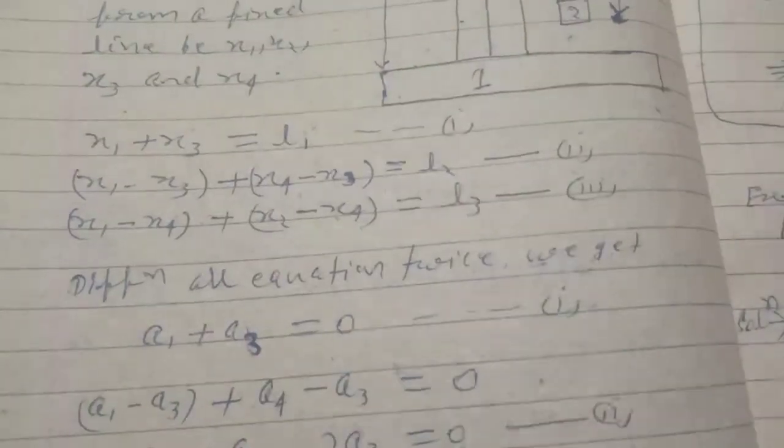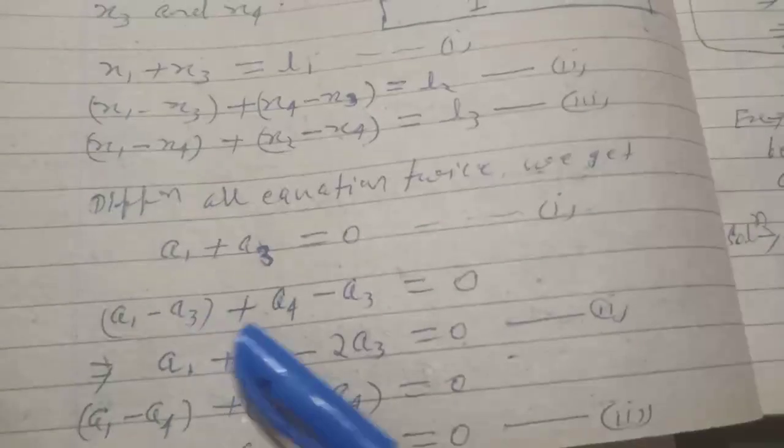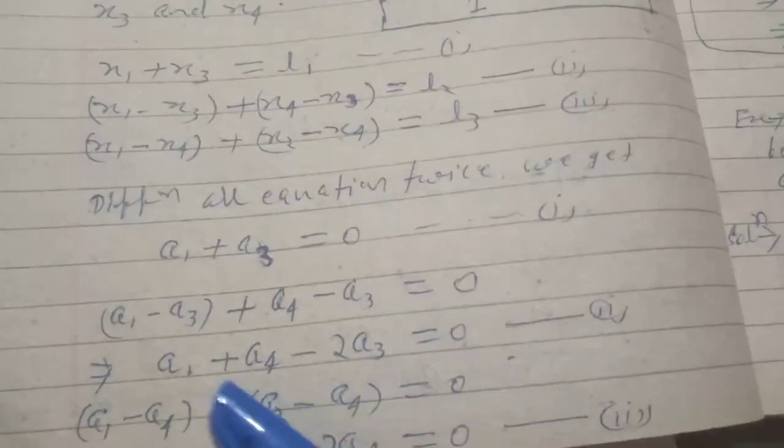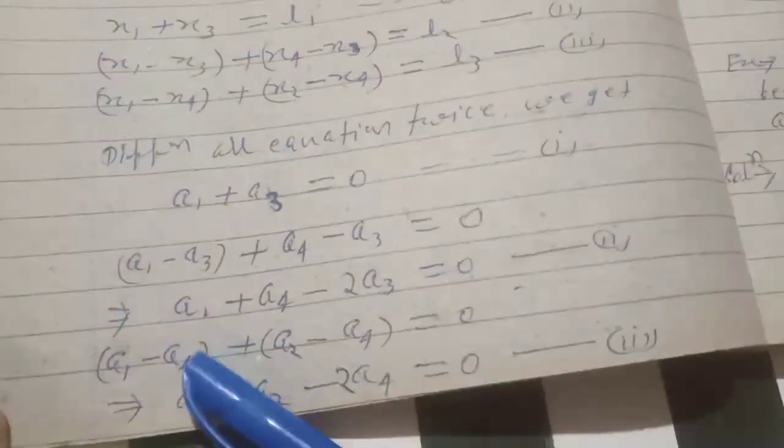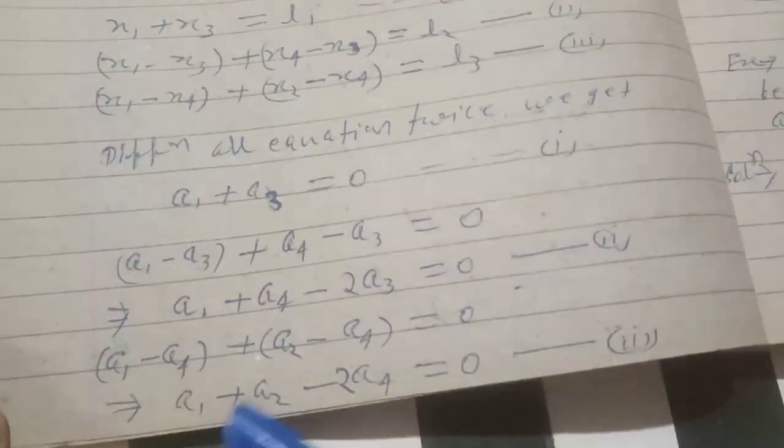Now differentiating all equations, we get a1 plus a3 equal to 0. Again, a1 minus a3 plus a4 minus a3 equal to 0, so a1 plus a4 minus 2a3 equal to 0. Again, a1 minus a4 plus a2 minus a4 equal to 0, so a1 plus a2 minus 2a4 equal to 0. This is equation 3.